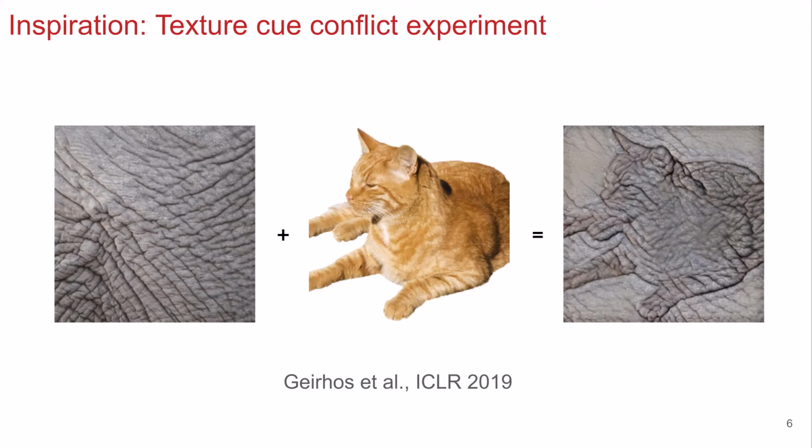These two images are combined to give the rightmost image, which has the shape of a cat and the texture of an elephant. The researchers found out that their model classified it as an elephant rather than a cat, showing that the model made the decision based more on the texture than the shape, unlike what the humans would do.